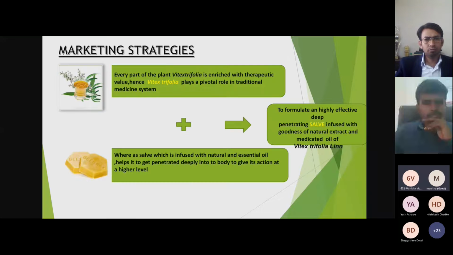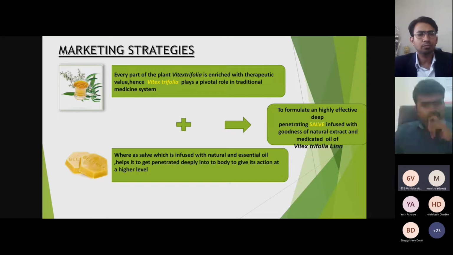And this is actually the marketing strategy I am talking about. Every part of the plant, including Vitex trifolia Linn, is enriched with therapeutic values. Hence, Vitex trifolia plays a vital role in the traditional medicine system. Whereas beeswax has been used as a base in the salve, infused with natural and essential oil, which helps it penetrate deeply into the body to give its action at a higher level.